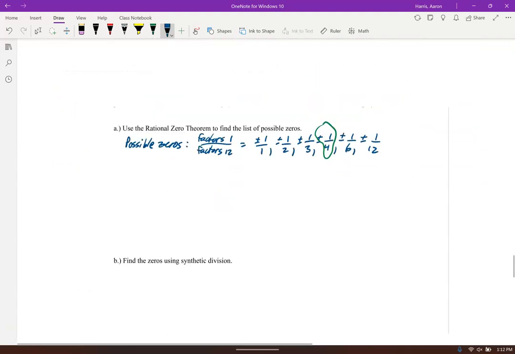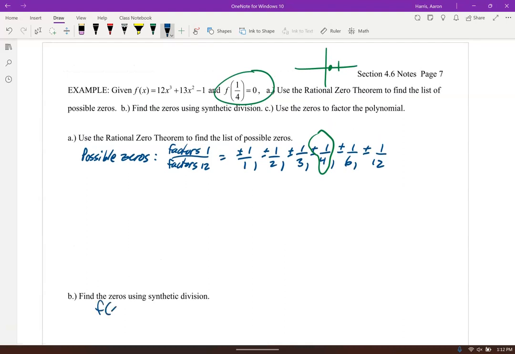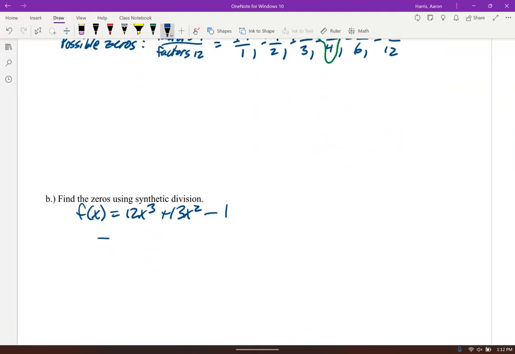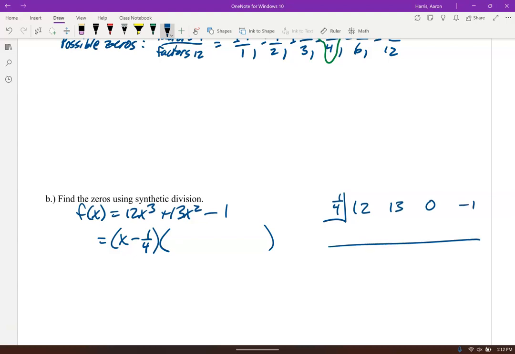We're going to give you a little hint here instead of blindly working the problem. So if this is our function, let me write it. F of x, 12x cubed, 13x squared. Notice there's no x part, so 0x, and then minus 1. And they tell us 1/4 is a 0, so x minus a 4th must be a factor. So let's do the division. 1/4, I got 12, 13, 0x, minus 1, and they tell us this is a 0, so I better have a remainder that's 0 or I did something wrong here.